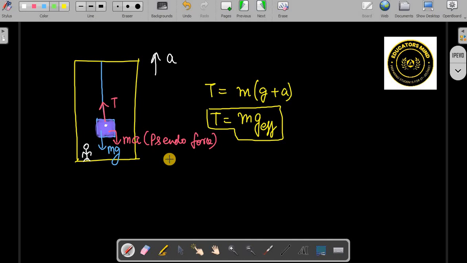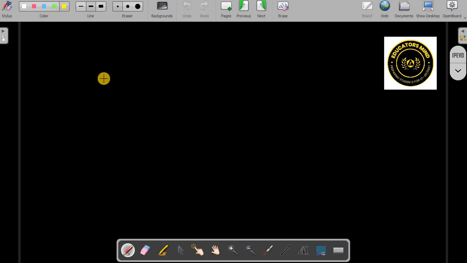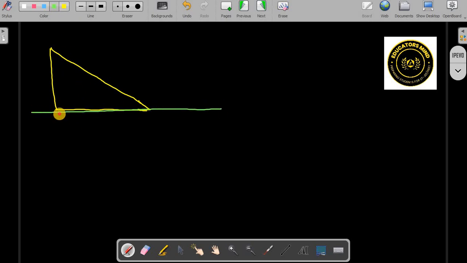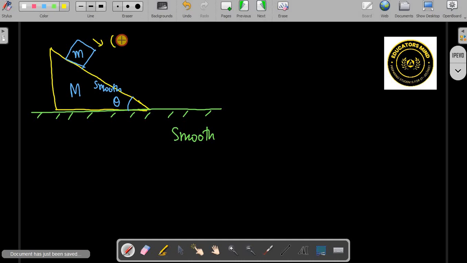Now let us understand this concept. There is a question where you can understand how to apply the wedge constraint. Suppose this is a wedge body and this is a smooth surface, and on top of this a block is kept, right? This block has mass small m and this mass is capital M. The angle is theta. All the surfaces are smooth. Okay, and this is released.